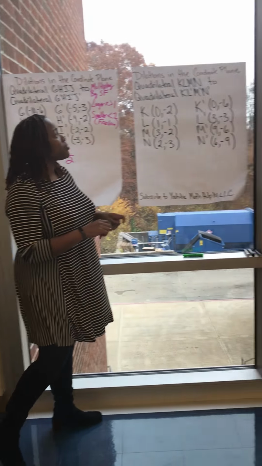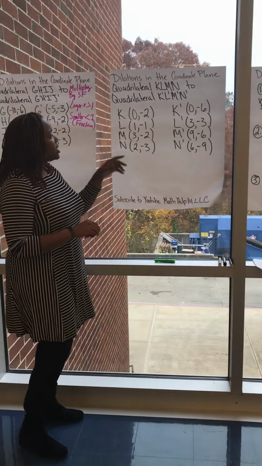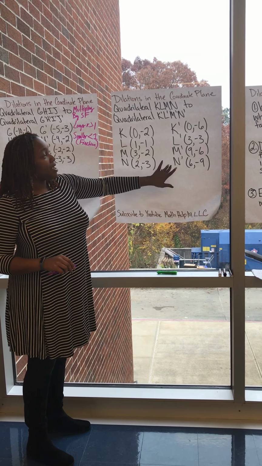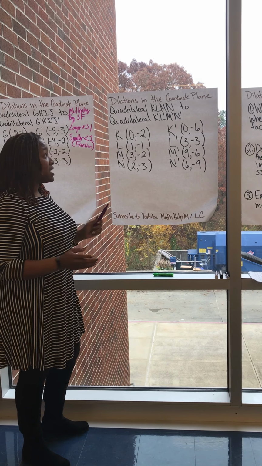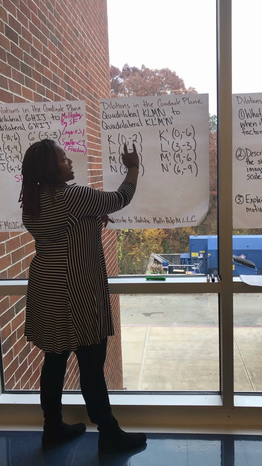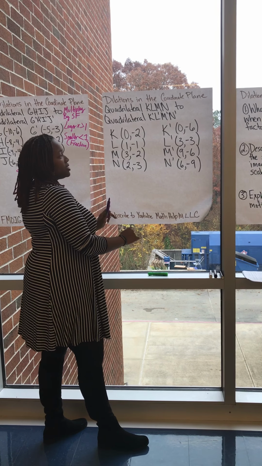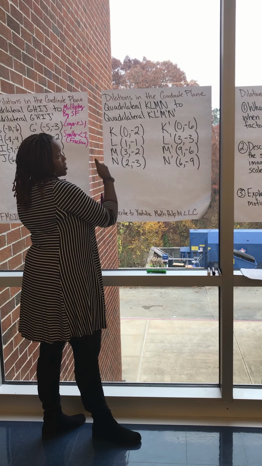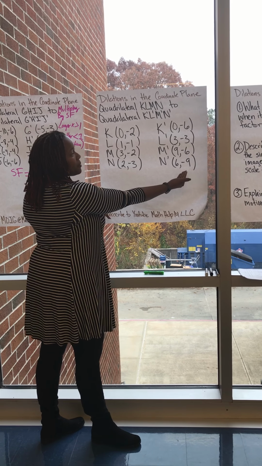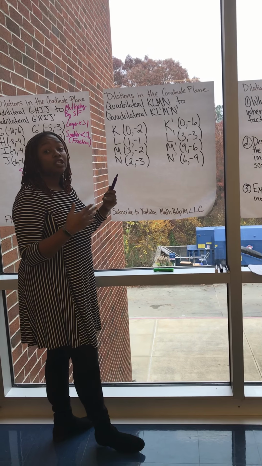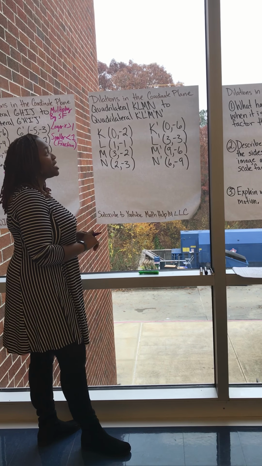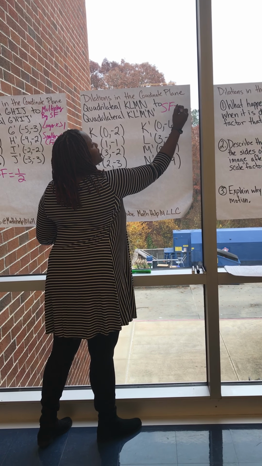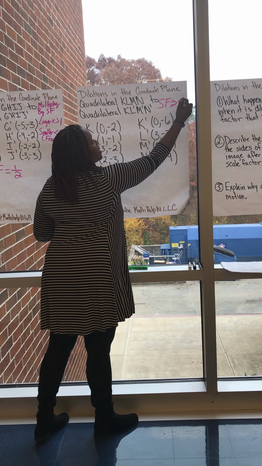Let's come over here to this next problem. We're going from quadrilateral KLMN to quadrilateral K'L'M'N'. So let's look at our points: (0, -2) to (0, -6). Do you think it's getting larger or smaller? Well, if you evaluate where we're starting from and look at where we end up, we notice that our image is getting larger because the numbers are bigger. So now we know that we have a scale factor that's greater than 1, okay?